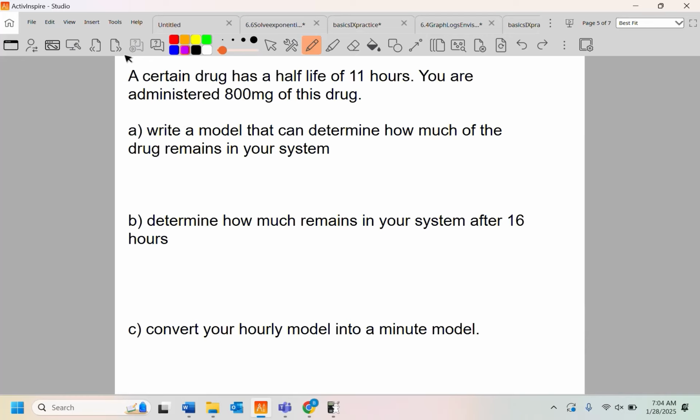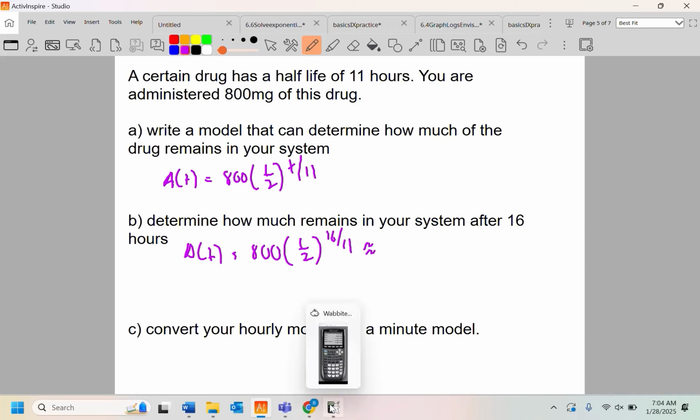A certain drug has a half-life of 11 hours. You are administered 800 milligrams of this drug. You don't want to die, so you hope the nurses and doctors are paying attention to things. Write a model that can determine how much of the drug remains in your system. So this is model writing. The amount after time passes is the principal of 800 times 1/2 to the t over 11. Determine how much remains in your system after 16 hours. All we have to do is plug in a 16 and then push some buttons.